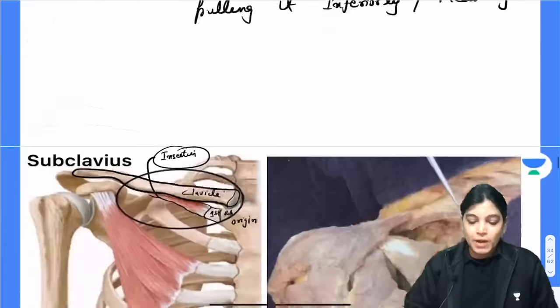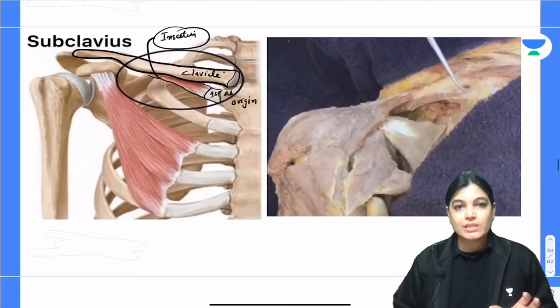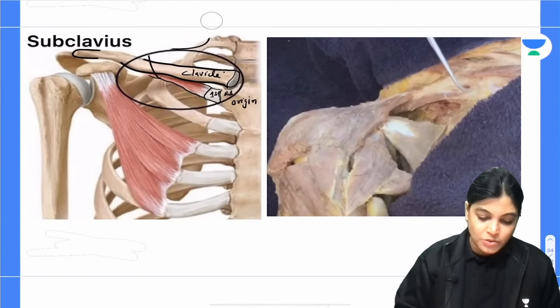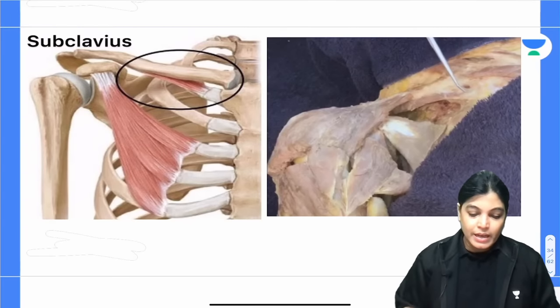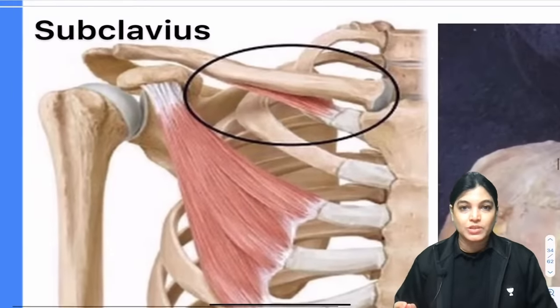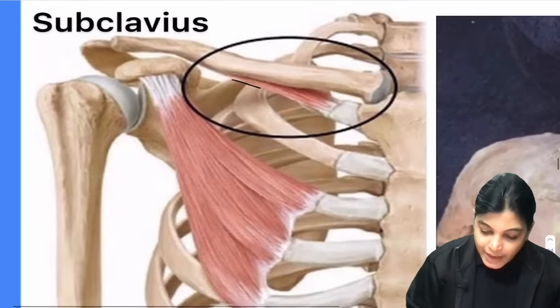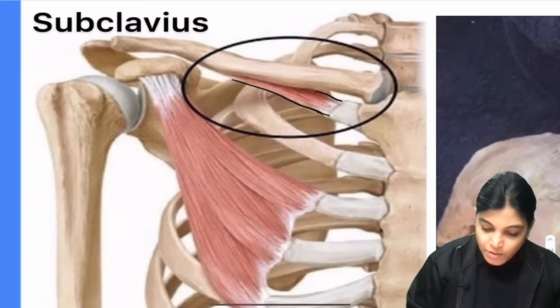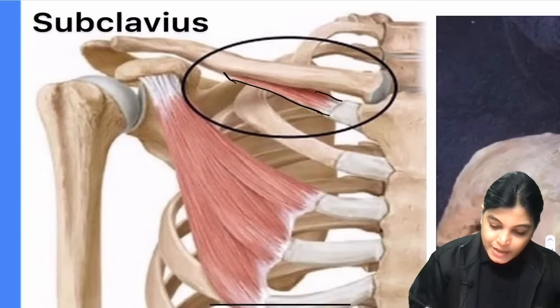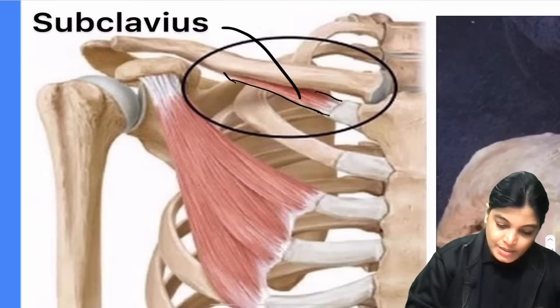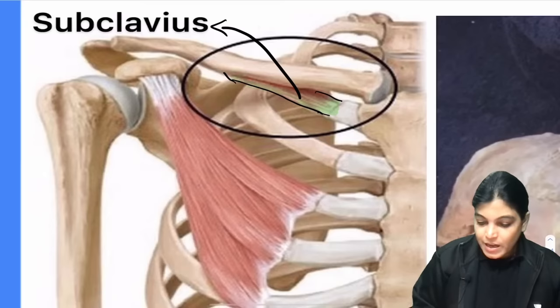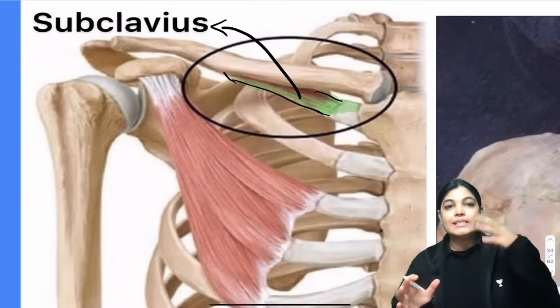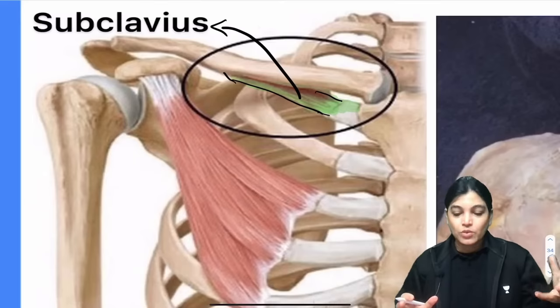Before that, I would like to show you this diagram. We have already talked about the origin and insertion of the subclavius muscle. Here it is important that before going into dissection, you have an idea of this small subclavius muscle, which is on the inferior aspect. As you can see, this is the subclavius muscle, arising from the first rib costochondral junction, and it is inserting into the subclavian groove of the clavicle.